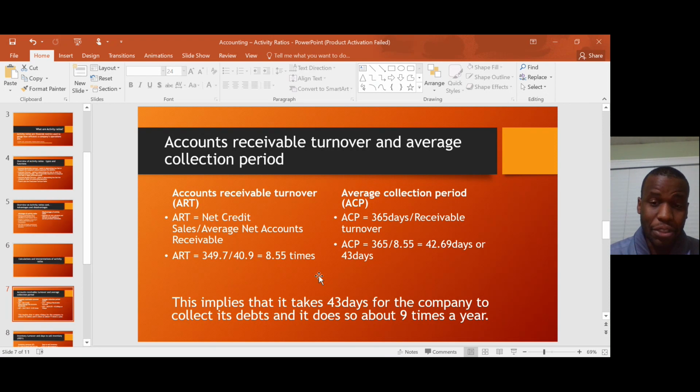And to get the average collection period, because we are looking at the financial year, we took the number of days in the financial year, which is 365, and divided that by the receivable turnover, which was 8.55. That gave us 42.69, or roughly 43 days. Which implies that the company took, on average, a period of about 43 days to collect its debts. And it did that about 9 times during that year, 2021.